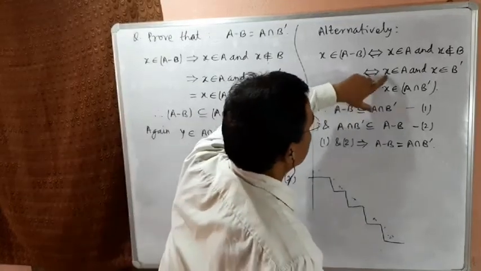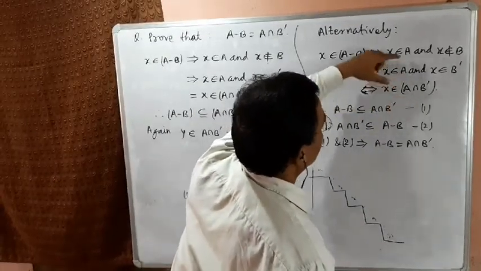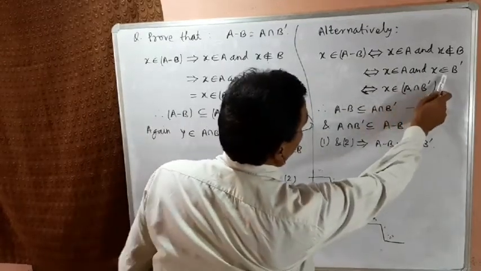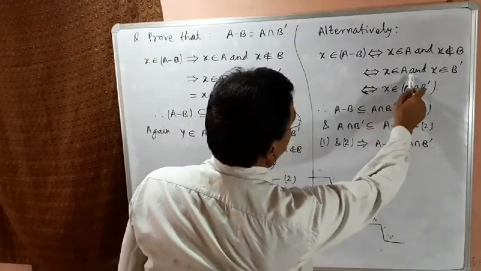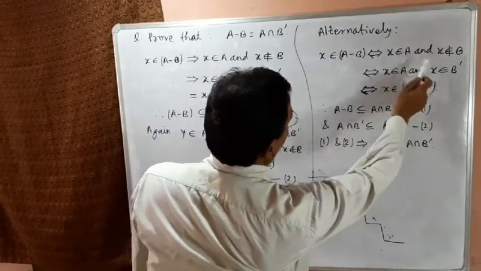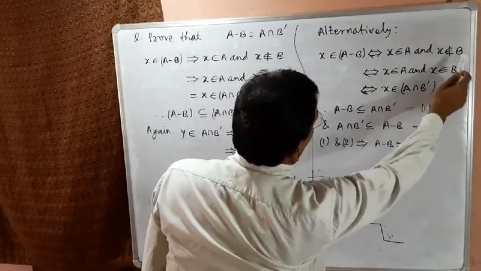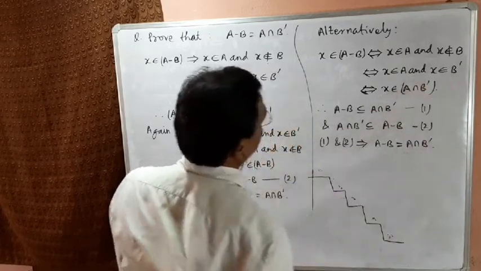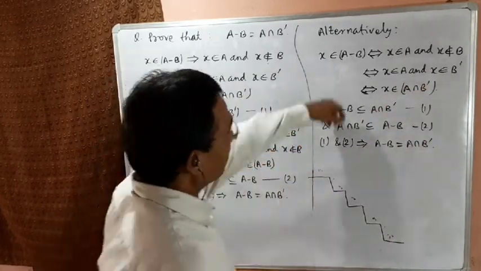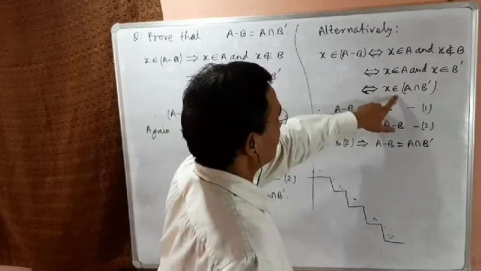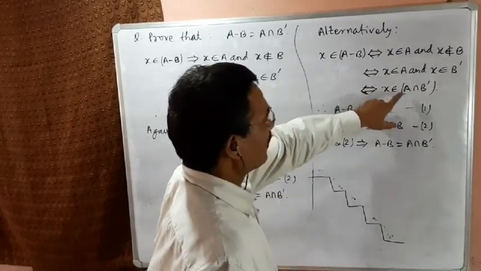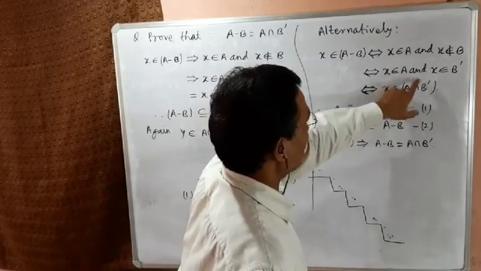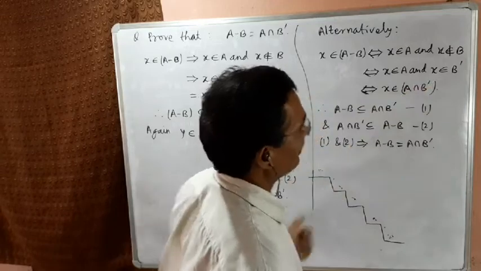Now try to understand if this statement is true, then whether this is true or not. Obviously x belongs to A and x belongs to B complement. To recall the definition, this will imply x belongs to A and x does not belong to B. If x belongs to B complement, it means x does not belong to B. Again, if this implies this, then what does it imply? x belongs to A intersection B complement. So this implies x belongs to A and x belongs to B complement.